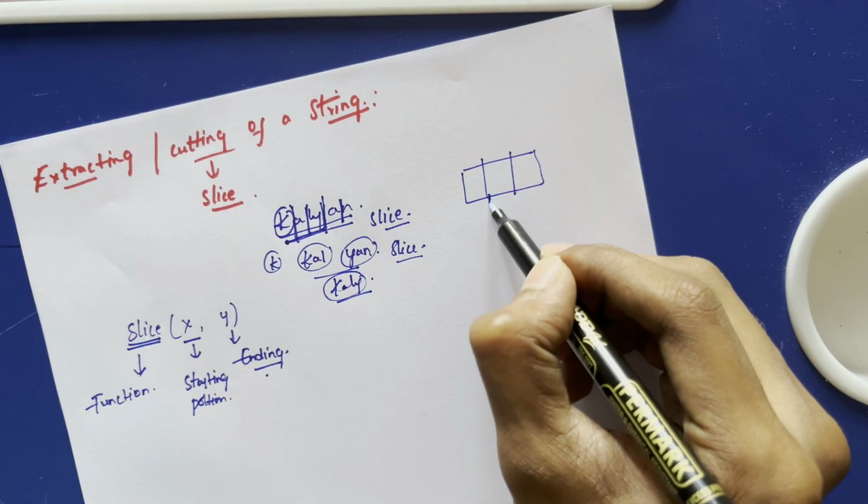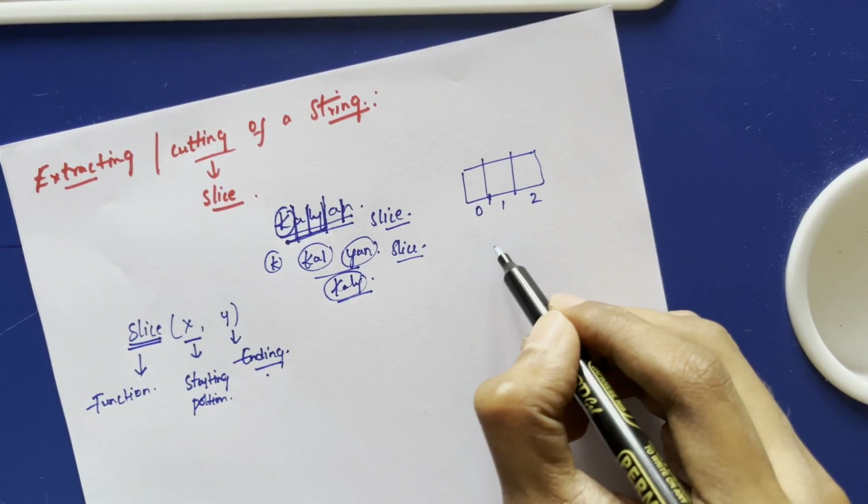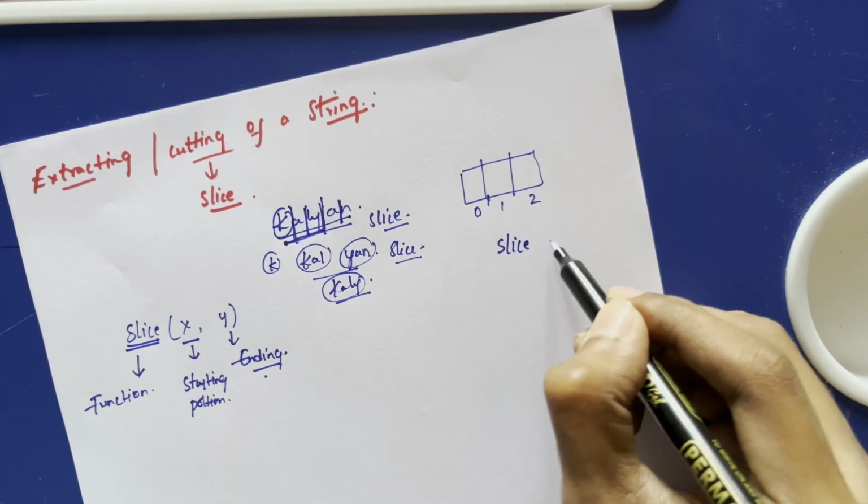Okay, suppose we have a bread. That means we have a bread with 3 pieces. Okay, this is 1, this is 2 and this is 3. That means we will start from 0, 0 1 2.